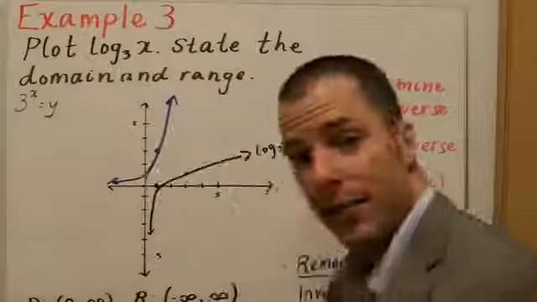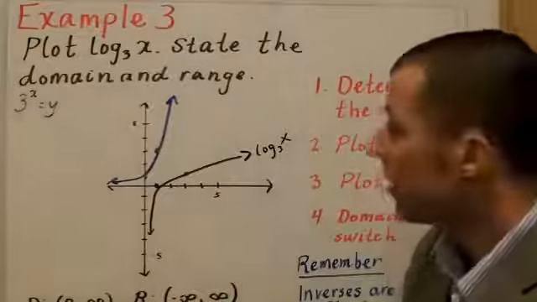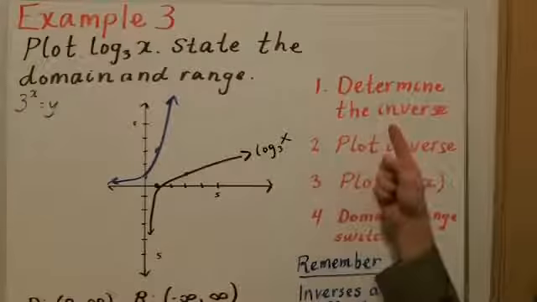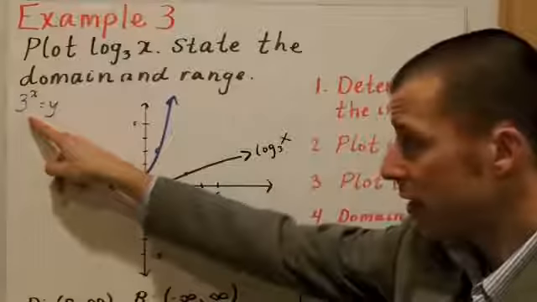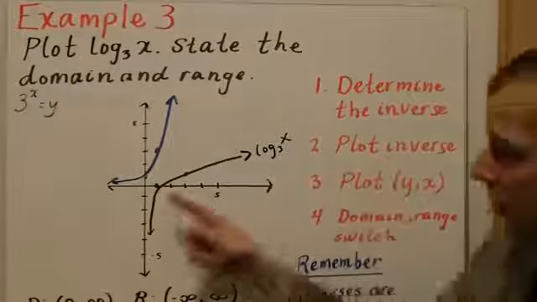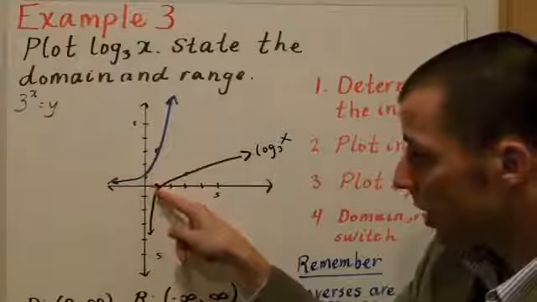On this next example, we are actually going to plot log base 3 of x. So it's a similar function. We're going to state the domain and range. So number 1, determine the inverse. The inverse of log base 3 of x is 3 to the x. Number 2, we plot the inverse. We plugged in 0, we get 1. We plugged in 1, we got 3.